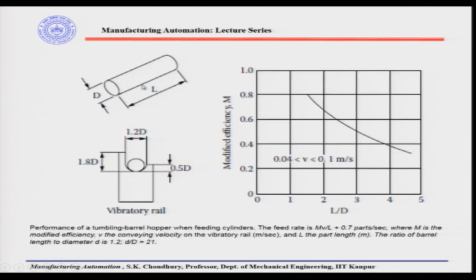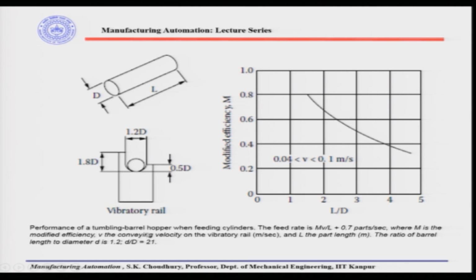Okay. Here is one example of the kind of part that is fed through the vibratory rail, with length and diameter given. So, when you are selecting the vibratory rail, if the diameter of the part is this, so this is the 1.2 dia and this is the 0.5 diameter. So, this is the shape of the vibratory rail, how you can design it depending on the part that you have with a certain diameter and with a certain length.